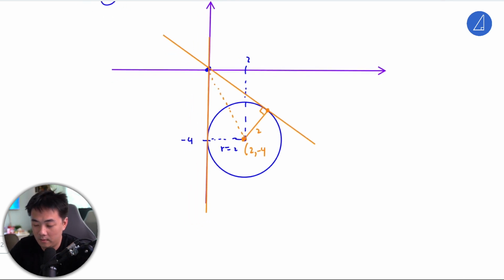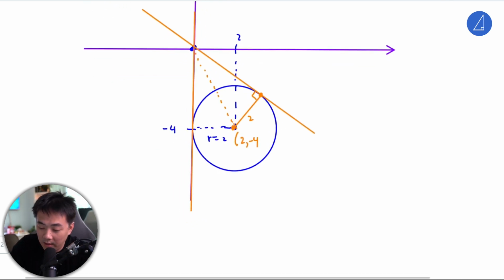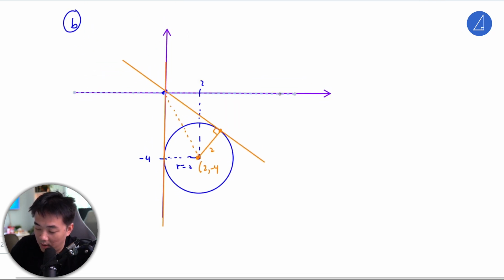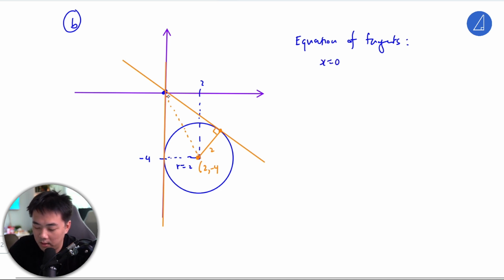Okay, so how would I do it? I think the general thing is, I know that one of the equations of tangent is the y-axis itself. So equation of tangent 1 is x equals to 0, because you can see when you draw the circle, this is the tangent that it passes through. Then the other one, for this case, not an issue.